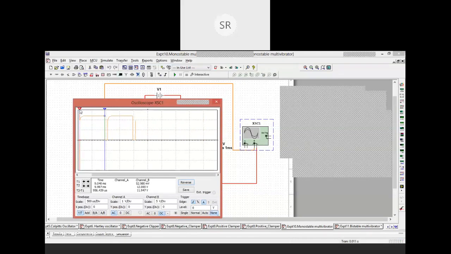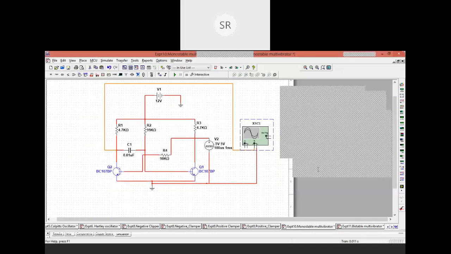Okay. Now, this one is the pulse width, 900 microseconds approximately. 900 microseconds. Total time period 1 millisecond. Closing this. What is question number 7? What is the pulse width of the monostable multivibrator output?